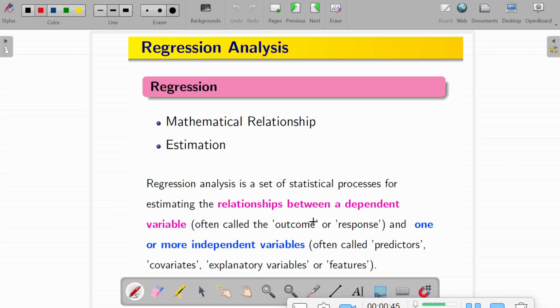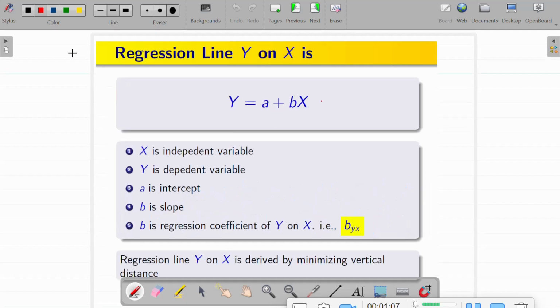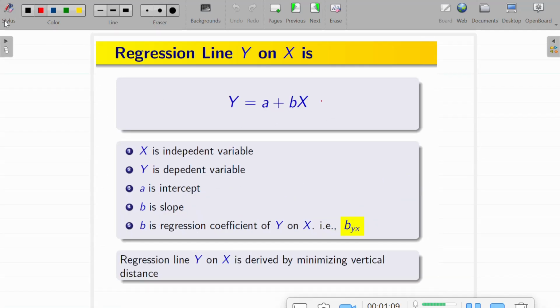So based on this regression, we'll be finding the equation of a line, how the dependent variable is related using the equation of a line. So that is called a regression line. Estimating the dependency by means of an equation is called a regression line. And we have two types of regression lines, that is the regression line y on x and x on y.